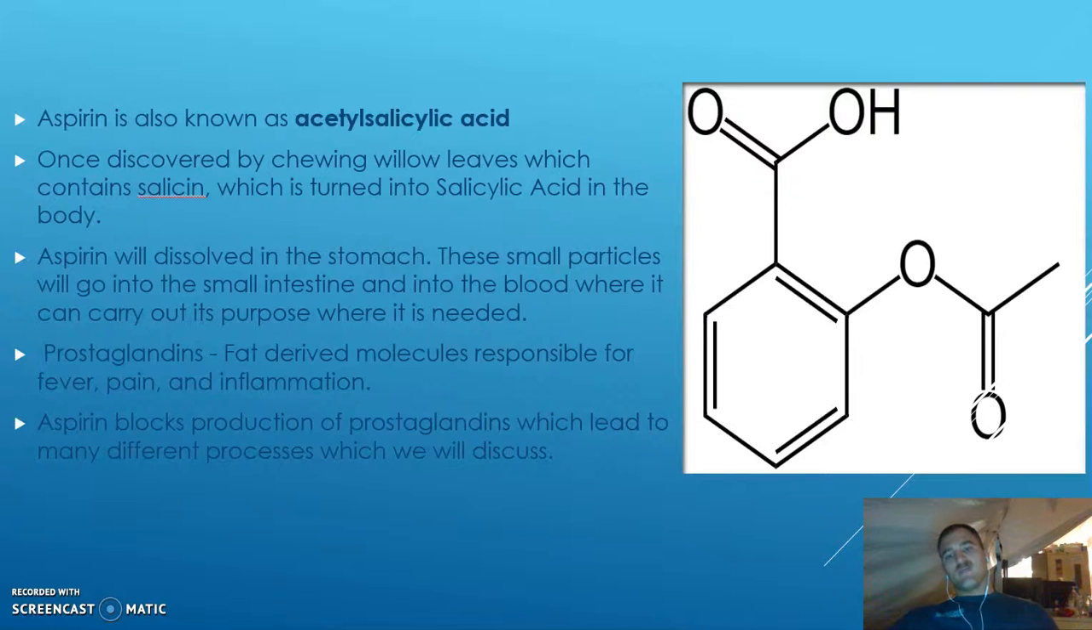Prostaglandins, they are fat-derived molecules that are responsible for fever, pain, and inflammation, as well as a couple other things that we'll get into a little bit here. Aspirin blocks the production of prostaglandins, which leads to many different processes, which we'll discuss.